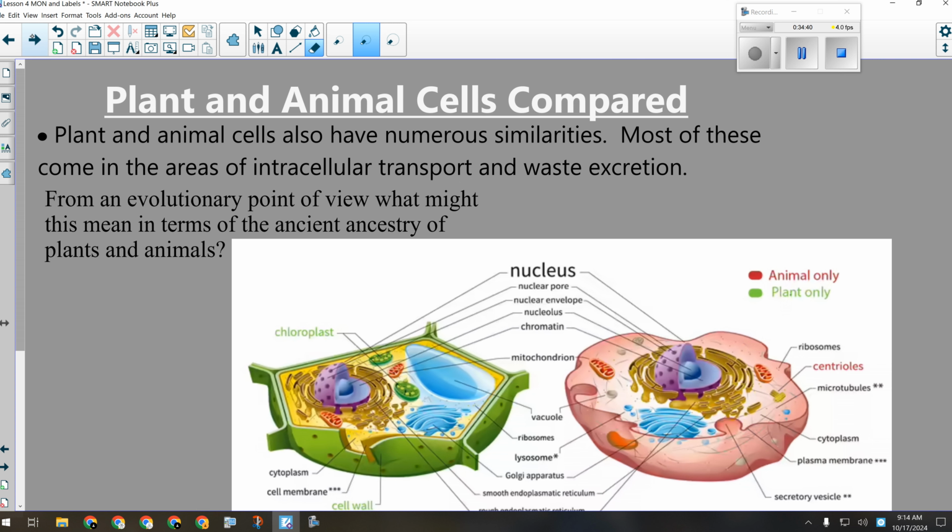So plant and animal cells also have lots of similarities, more than they have differences. And we know that that's in the areas of intracellular transport, so how things move within the cell, in and out of the cell. Waste excretion is done the same. All of that stuff is the same, right? And we've already talked about the reason for that is that they had a common ancestor in the distant past, some single-celled organism that they descended from. Everybody good with that?